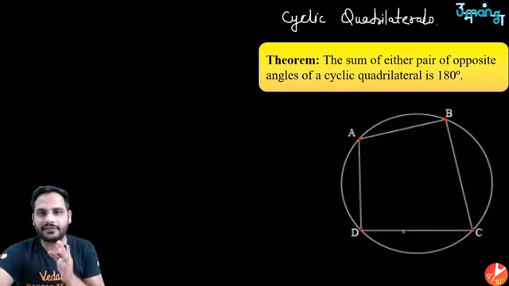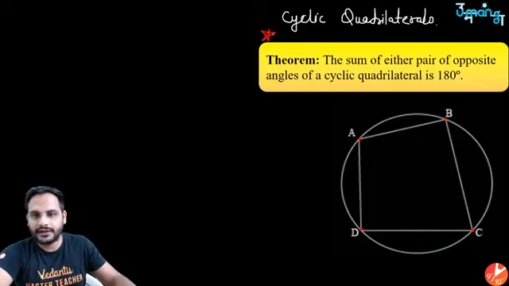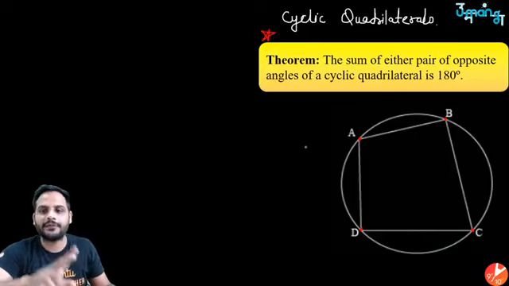Now what is the property of the cyclic quadrilateral? Very important: the sum of either pair of opposite angles of a cyclic quadrilateral is 180 degrees. That means opposite angles are supplementary in a cyclic quadrilateral. That means I can say angle A plus angle C will be equal to 180 degrees and angle B plus angle D will be equal to 180 degrees. Right, this is the theorem, a very important part.